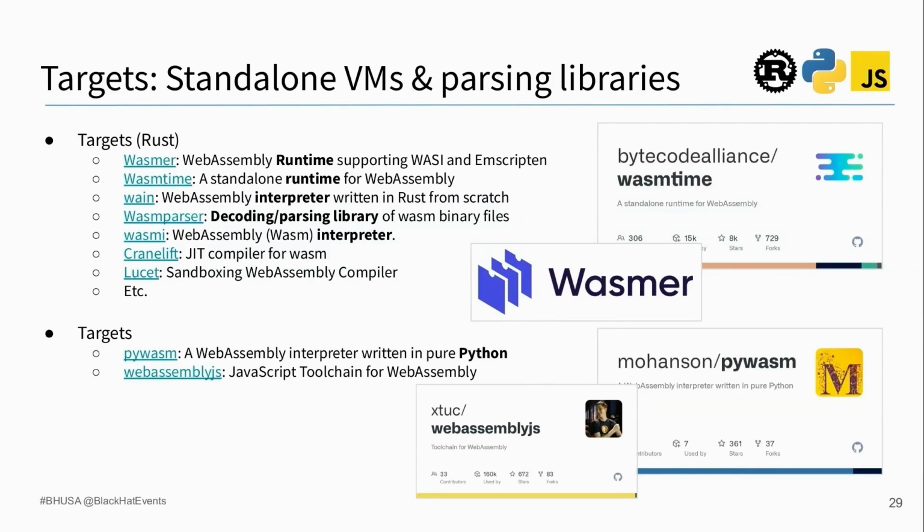So in that case, I fuzzed standalone VMs and parsing libraries, mainly in Rust. You can think of Wasmer, WasmTime, WasmParser, and so on. So this kind of WebAssembly runtime and standalone VM. I also targeted two other tools that I was using, like PyWasm, which is a Python interpreter, and WebAssembly.js, which is a JavaScript library for WebAssembly in general.